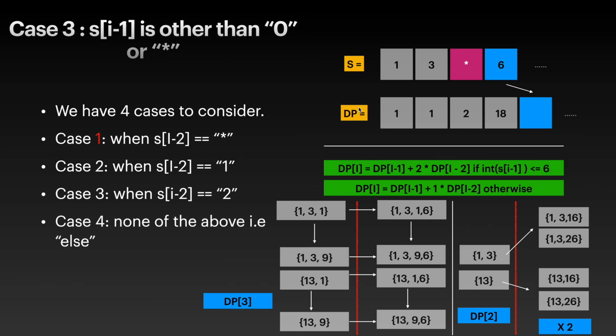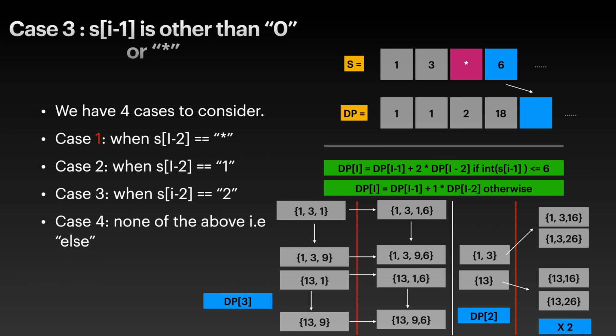Okay, now for this part, for dp of 2, we have 1 and 3 and 13, right? But for 1 and 3, we have 16 or 26. That's why we'll be creating two valid combinations here. So from 1 and 3 we had 1, but then we'll be creating another one. So we have 1, 3 and 16, 1, 3 and 26. For 13 we have 13 and 16, 13 and 26. So that's why we have 2 in front of this dp of I minus 2. So I hope that makes sense.